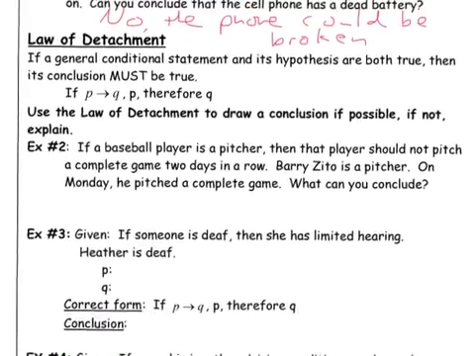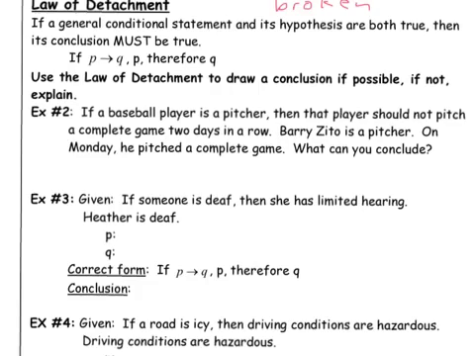Okay, now let's talk about law of detachment. If a general conditional statement and its hypothesis are both true, then its conclusion must be true. So we have some general if-then statement, and then we have a specific example of the hypothesis being true. Therefore, Q, the conclusion must be true. So this is the hypothesis, this is the conclusion. And the important thing to remember here, it's a general statement, and then it goes to a specific example.